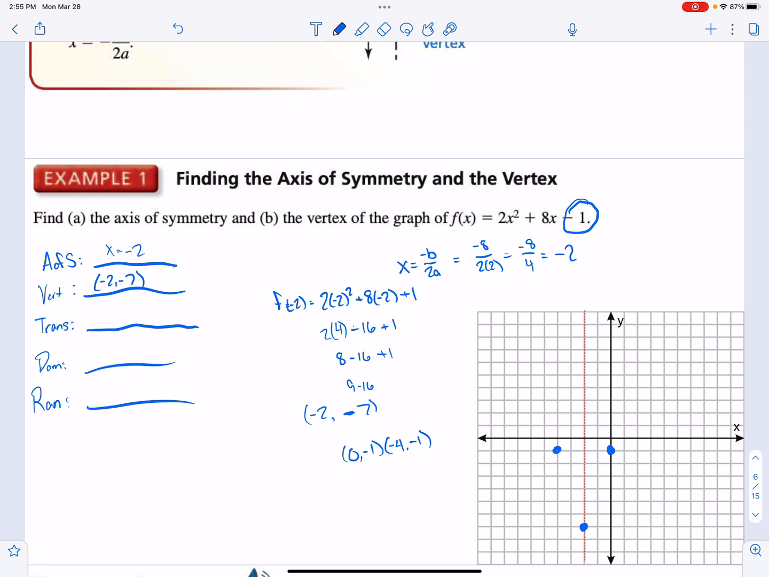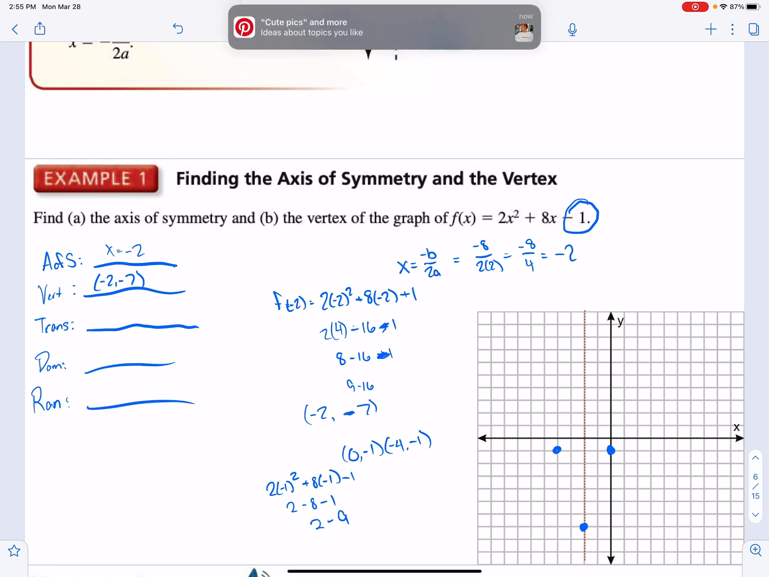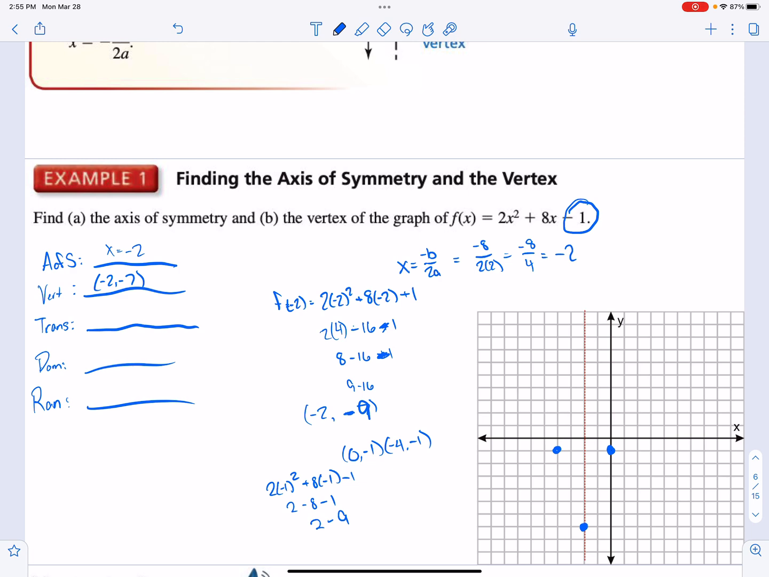So if I plug in -1, 2 times -1 squared plus 8 times -1 minus 1. So 2 minus 8 minus 1, 2 minus 9, I get, why did I change that to plus? Did I mess that up in the earlier part? This should have been a minus. This messes my graph up a little bit. This should be a 9. I messed that up a little bit. We're going to fix that. We're okay.